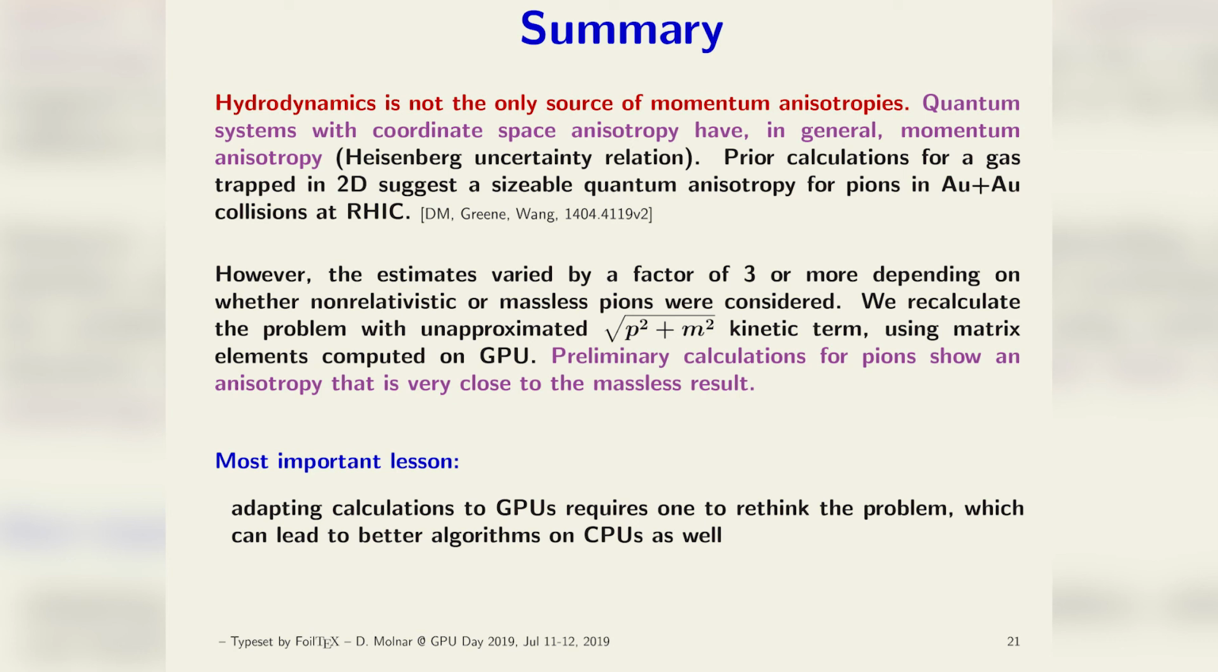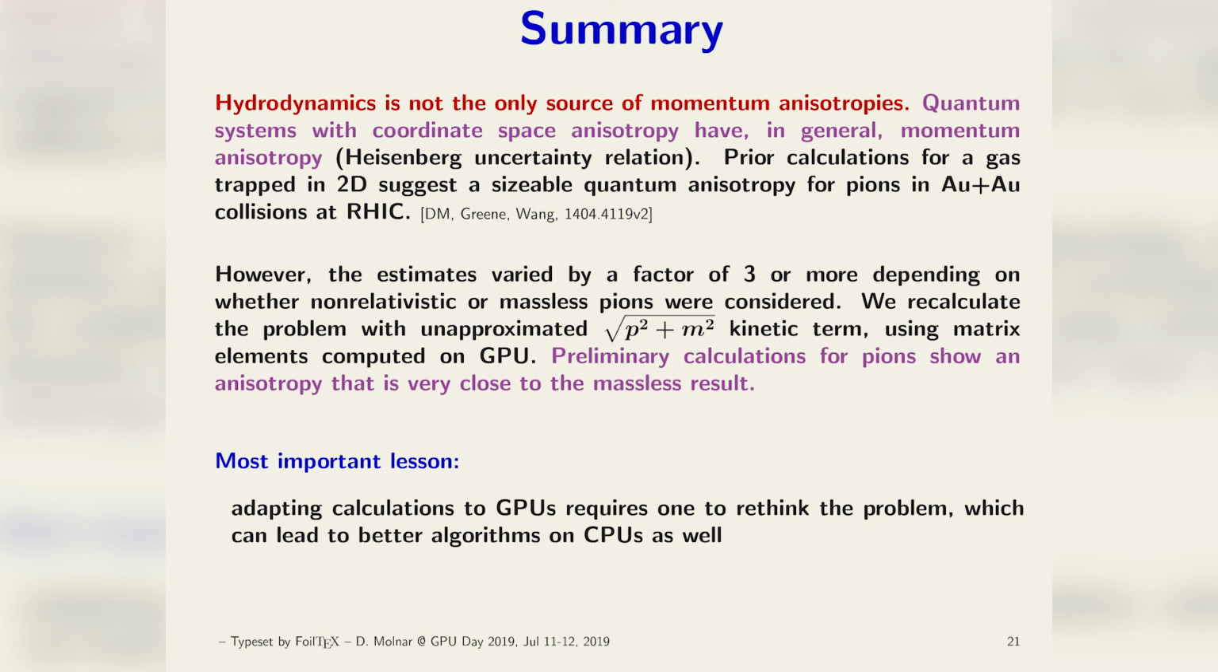Simple estimates that we performed before suggest that it's about percent level in gold-gold collisions at the Relativistic Heavy Ion Collider. But these estimates varied by a factor 3 depending on what approximation one made, the massless one or the non-relativistic one. Here is now a calculation which has the correct relativistic kinetic term, and we find that the result is actually quite close to the massless case. So if I had to make a guess tonight, I would think that probably the massless result is closer to the truth than the non-relativistic for ions. So there's some lessons being learned here. I ignore the physics part.